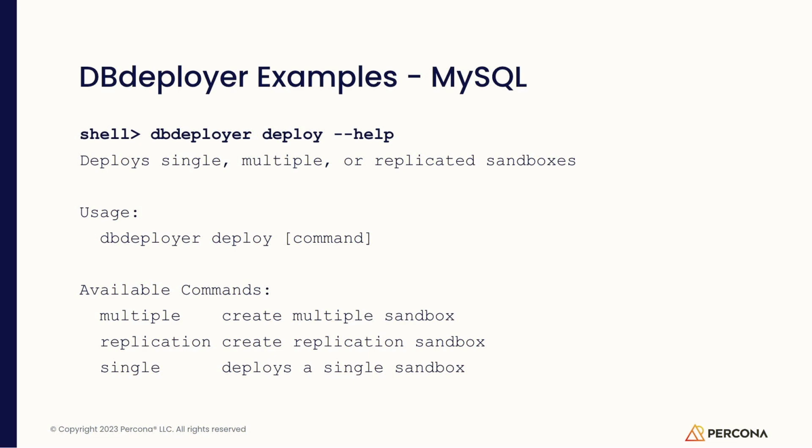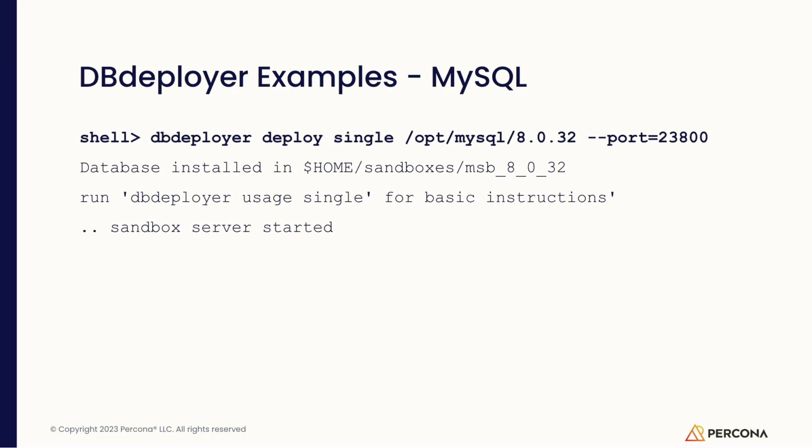So with db deployer, deploy --help will get you all of the commands that you can use. And then if you use db deployer deploy single --help, it will tell you all the ways to deploy a single sandbox, right? So as you can see here, it already has some complex environments available. So in its easiest form, we would have db deployer deploy single, and then either the path to the binaries or the version that you want to use directly, and then the port.